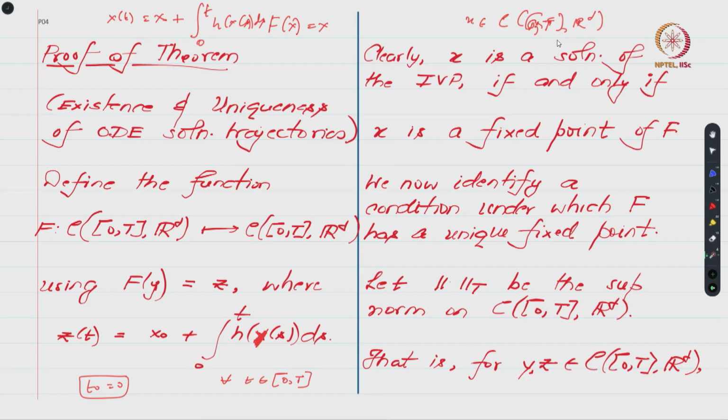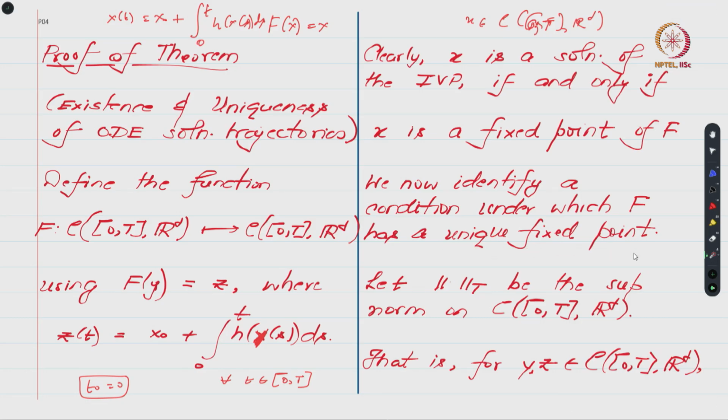Is this okay? So what is the summary so far? We have defined this function f over here, and the conclusion is that the initial value problem has a solution if and only if f has a unique fixed point, right. Let me repeat, the initial value problem has a unique solution if and only if f has a unique fixed point. So now what we are going to do is identify a condition under which this function f has a unique fixed point.